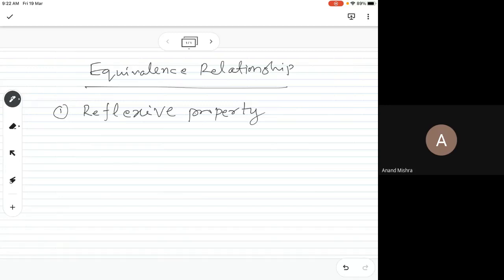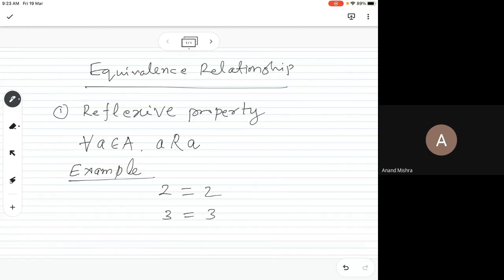One of them is the reflexive property. What is the reflexive property? It says that for all a belonging to A, a is related to a. A must be related to A. Can you give an example of this? Very simple example: 2 equal to 2, right? 3 equal to 3. So if your relationship is equal to, this is true.